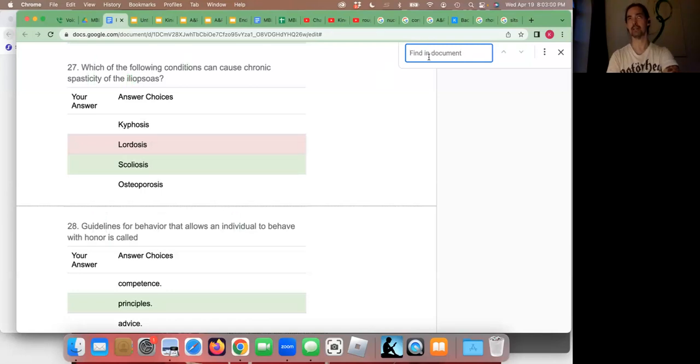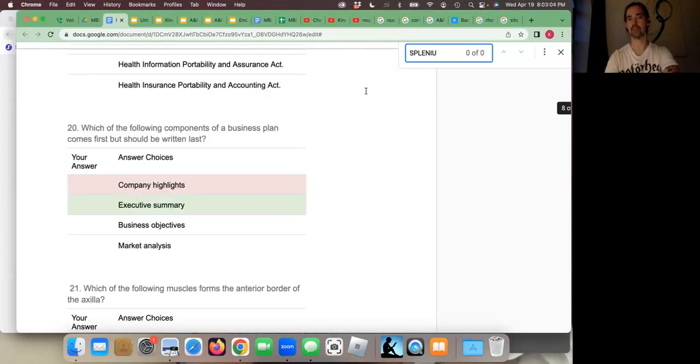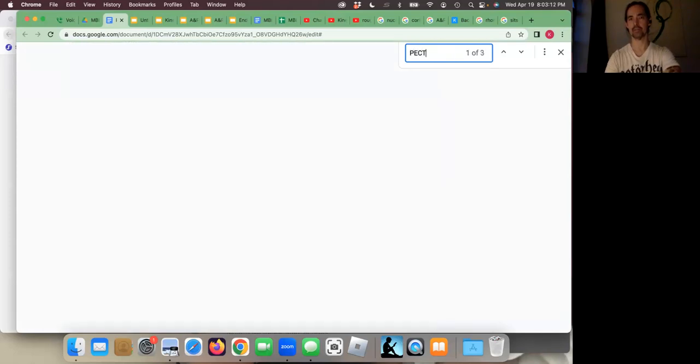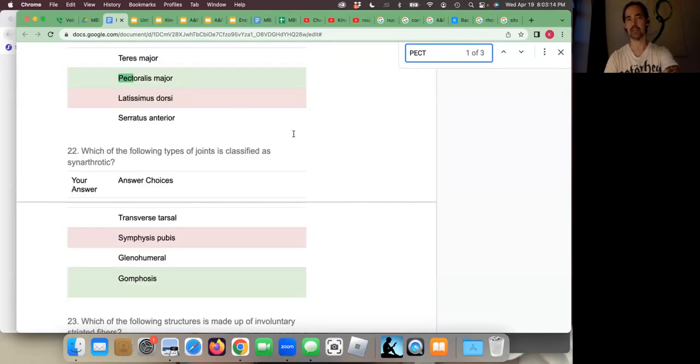Okay, I gotta say, guys, I don't know if I'm relieved or what. Splenius. Which one is the splenius? No, there's no splenius sample here. How about another pectoralis? Okay, there's 3. Great.